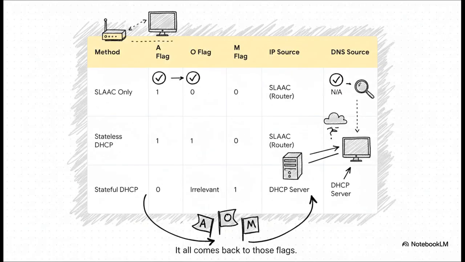This table really pulls it all together, doesn't it? You can see the clear trade-offs. With SLAAC-only, it's super simple and decentralized, but you don't automatically get DNS info. Stateless DHCPv6 solves that. You get the easy auto-addressing from SLAAC plus the centralized DNS info from a server. And finally, stateful DHCPv6 gives the network admin total control, which is often what you want in a corporate environment. And it all comes down to how those simple A, O, and M flags are set on the router.